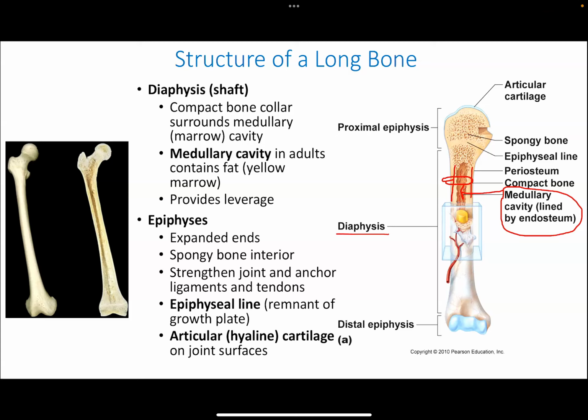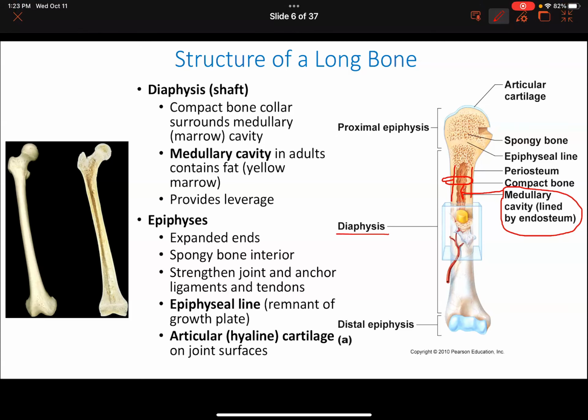On either end, on your proximal end and distal end of a long bone, you have something known as the epiphysis. I referred to it on the previous slide. Plural, it's epiphyses. These are expanded ends of the bone that are going to have compact bone on the outside and that spongy bone on the inside. These are going to be at the ends where they meet other bones, and so they're going to form a joint. These epiphyses are going to strengthen that joint, and they help anchor ligaments and tendons.